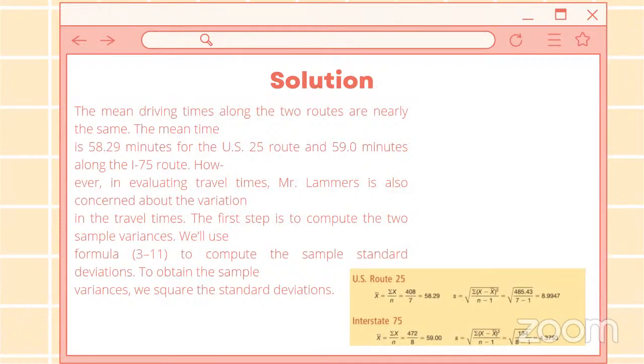However, in evaluating travel times, Mr. Lemmers is also concerned about the variation in the travel times. The first step is to compute the two sample variances. We'll use the formula to compute the sample standard deviations. To obtain the sample variances, we square the standard deviations.